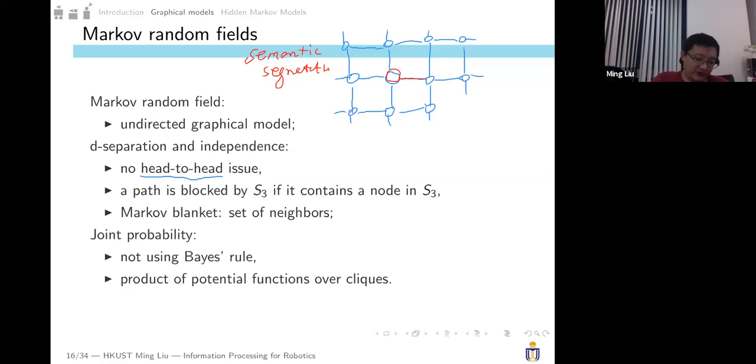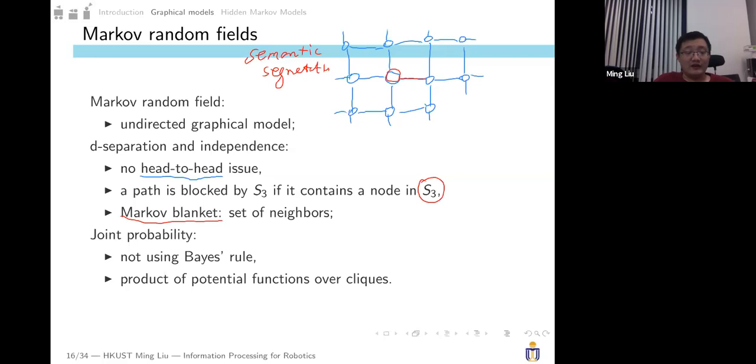And for the D-separation of Markov random field, it's blocked by S3 if it contains a node in S3. So this is quite intuitive. They don't have the case of head-to-head. They only have the first two cases in the D-separation definition. And another important thing is called Markov blankets. That's a set of neighborhoods and also the parents or descendants of the neighborhoods.